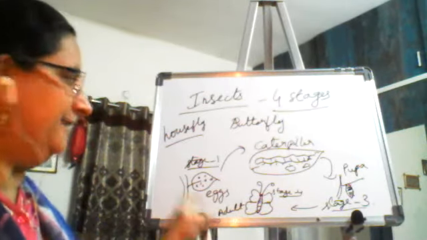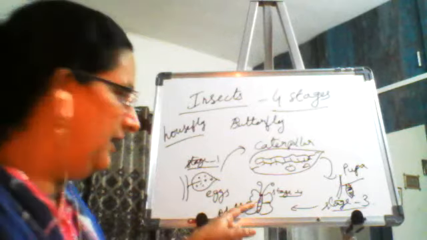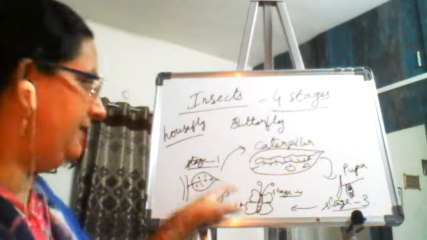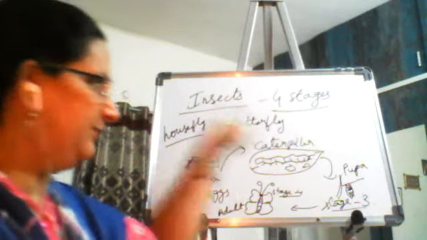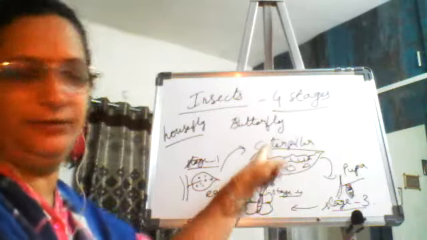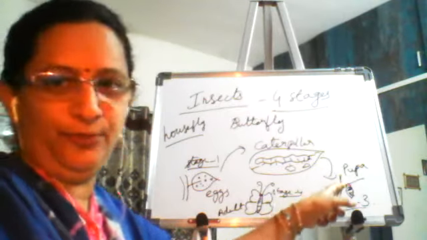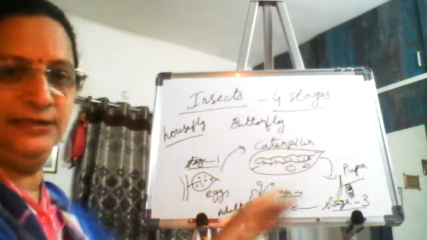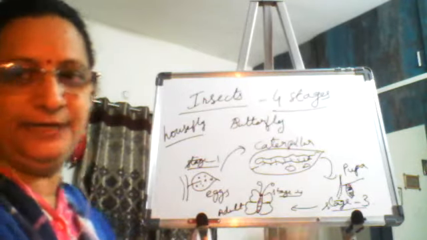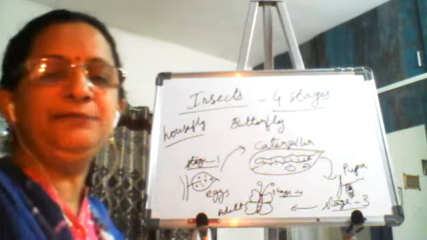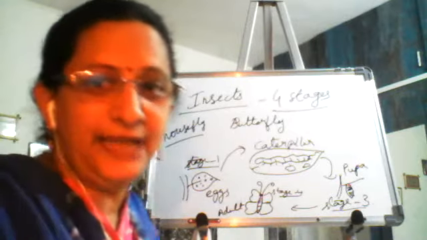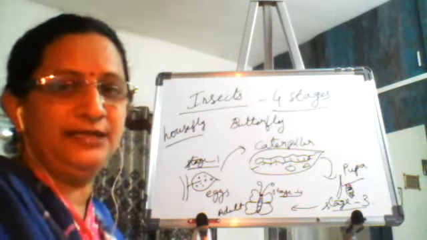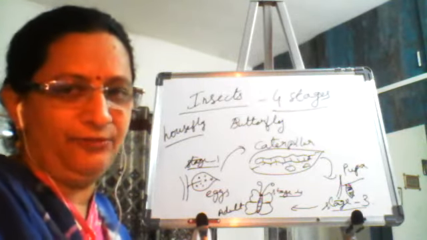Then again the life cycle continues. How? Again this adult butterfly will lay eggs. These eggs will become caterpillar, caterpillar becomes pupa, pupa will develop into the adult butterfly. So this is the life cycle. It keeps rotating, it keeps happening like a cycle. That is why it is called the life cycle of a butterfly.